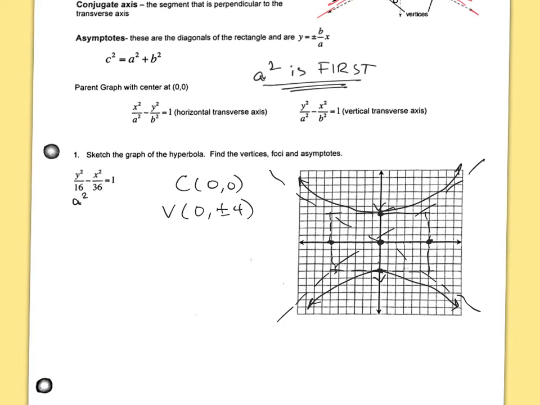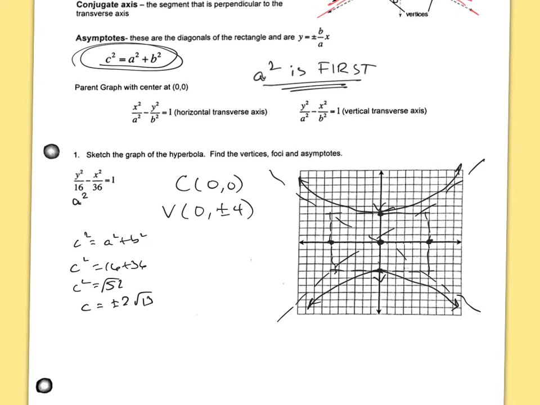Now, the focal points. C squared is equal to something a little bit different. This is now A squared plus B squared. You will always be given that formula. Make sure you look at the correct one. So we have 16 plus 36. So C squared is equal to 52. And the square root of 52 is plus or minus 2 radical 13.